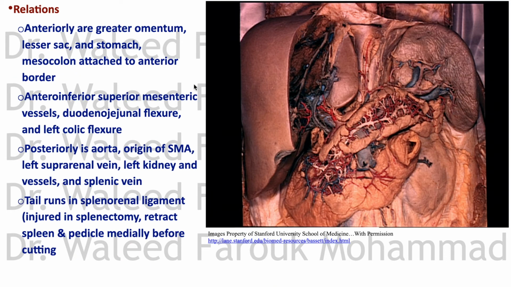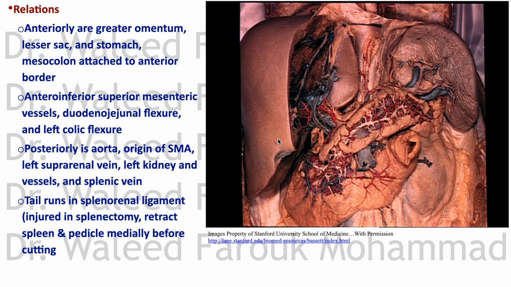Relations of the pancreas: anteriorly is the greater omentum, lesser sac, of course. Anything behind the stomach is separated from the stomach by the lesser sac, and the mesocolon attached to the anterior border. Inferiorly, there are the superior mesenteric vessels, duodenojejunal flexure, and the left colic flexure. Posteriorly is the aorta, origin of the superior mesenteric artery, the left suprarenal vein, the left kidney and vessels, and the splenic vein.